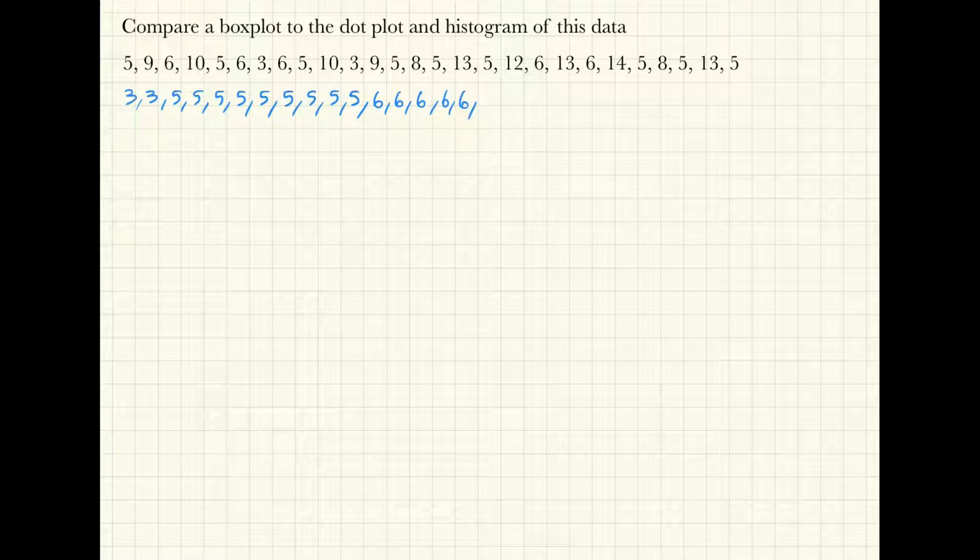There's no 7, so it goes straight to 8, and there's 2 of them. There's 2 9s. There's also 2 10s. There's only 1 12. There's 3 13s, and there's a 14, and there's no other numbers left over. So that's from smallest to largest.